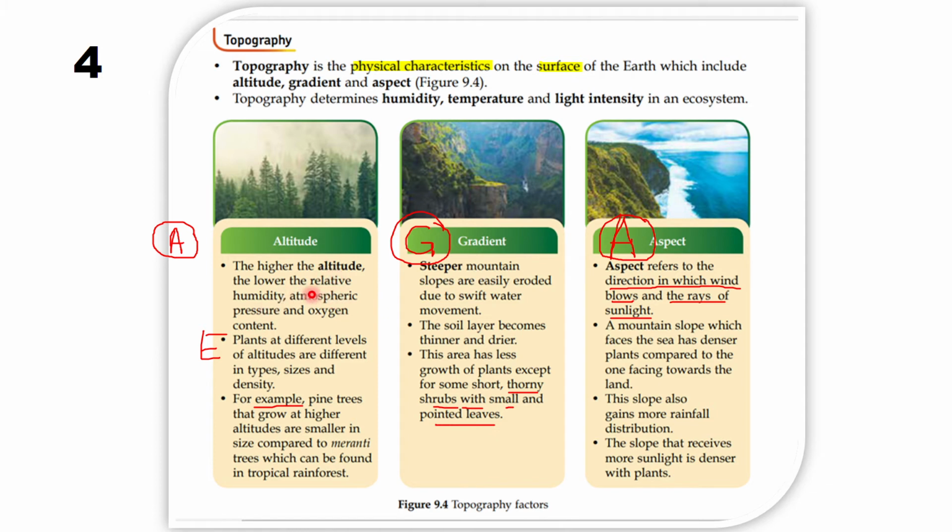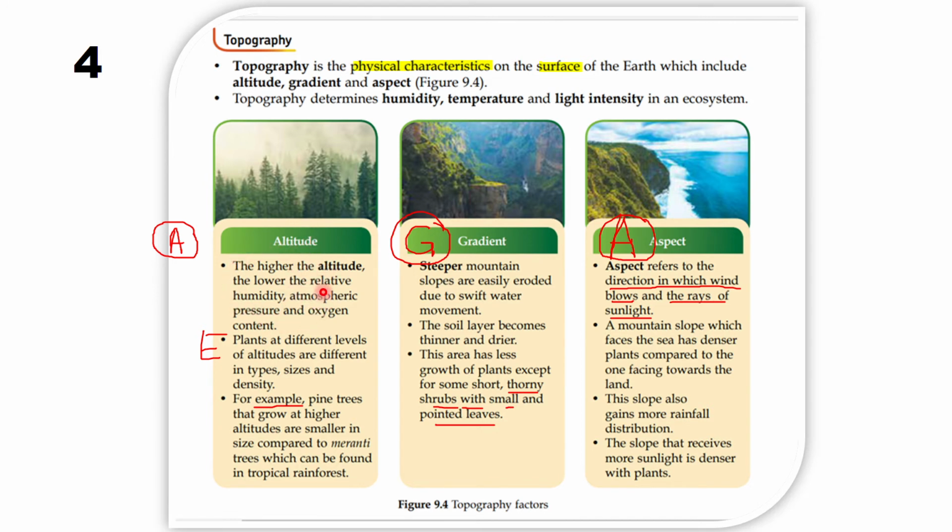Lebih tinggi, the lower the relative humidity, atmospheric pressure pun kurang dan juga kandungan oksigen. Okay, so plants. Now this one is on what happened here at places with high altitude. Okay, E here means the explanation lah. Okay, dia punya elaboration where we say plants at different levels of altitudes, they are different in types, in sizes, in density because of the difference here.